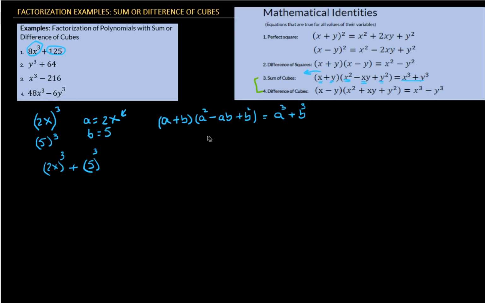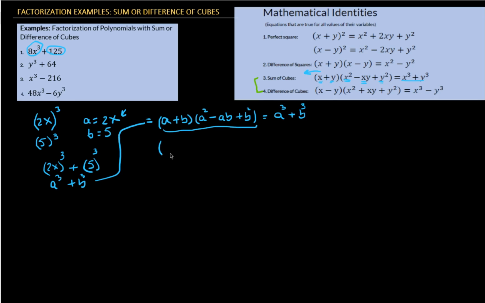So now that we have A cube plus B cube, which is equal to A plus B multiplied by A square minus AB plus B square. So this is the factored form. So now just put the values of A and B.